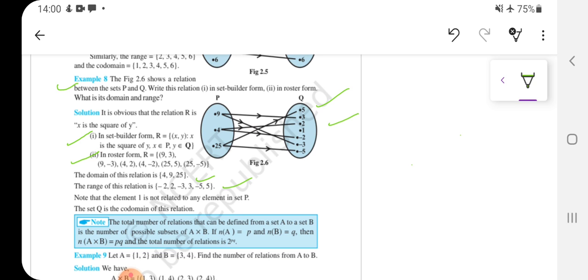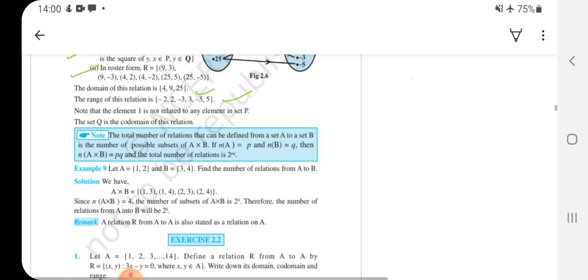Roster form directly contains all the elements, and set builder form contains the property of the elements of that set, right? Now they said to note that element 1 is not related to any element in the set P, right? So the set Q is the codomain of the relation. You all know that the second set is always the codomain, right?